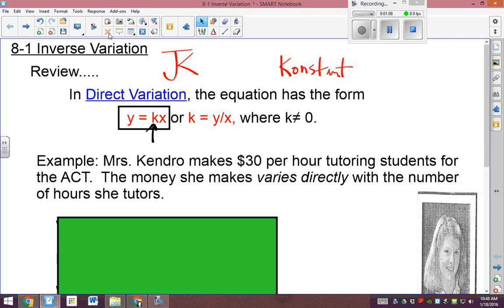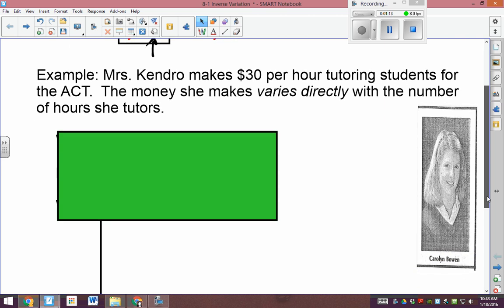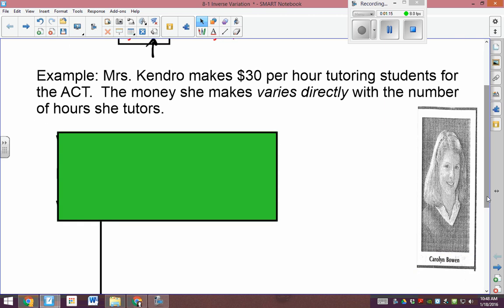Mrs. Kendra makes $30 an hour. Woo! Look at her. Oh my, where did you get that picture? That's your high school graduation photo. High school. Oh my gosh. Did I really go to high school? And you learned algebra too.